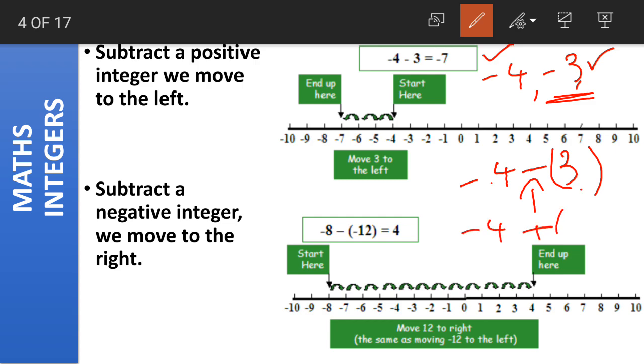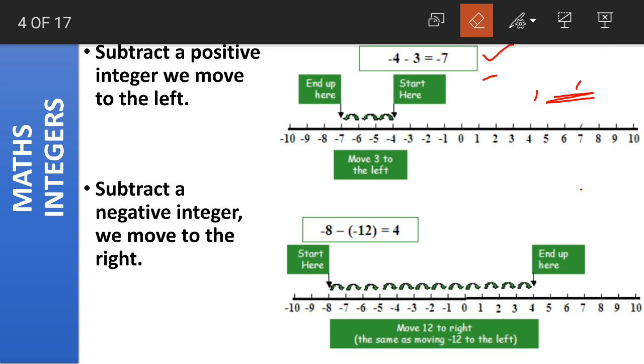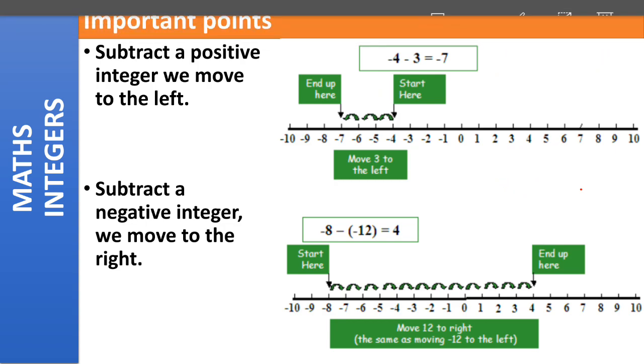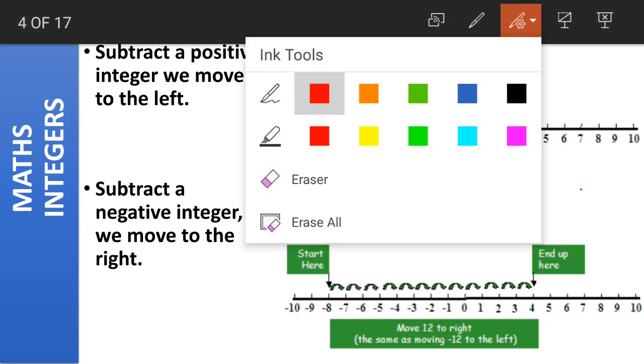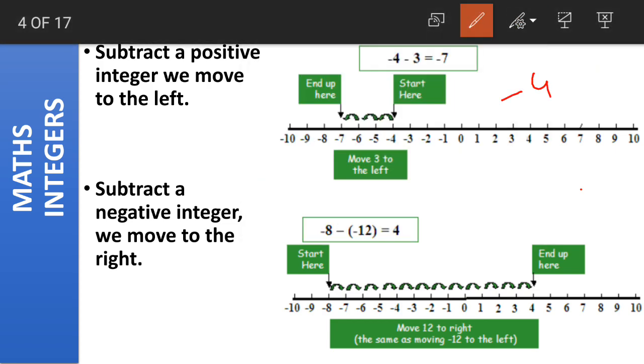If it was written like this, minus 4 plus of minus 3, then minus 4 and minus 3 are negative integers and we are adding them up. Okay, is this clear? Minus 4 minus 3 does not mean these are two negative integers. We have a positive integer 3 which is subtracted from a negative integer minus 4.